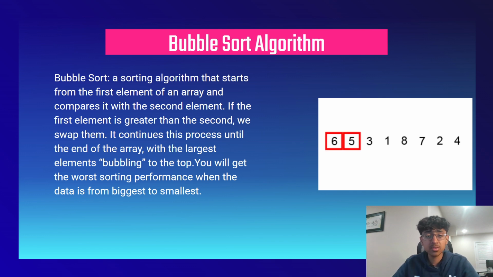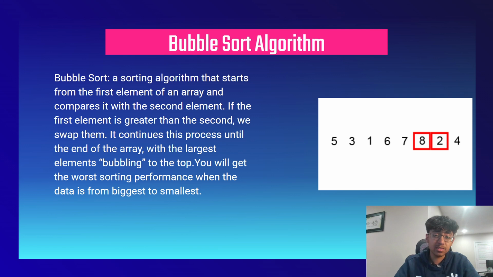Bubble sort is a sorting algorithm that starts from the first element of the array and compares it with the second element. If the first element is greater than the second, we swap them. It continues this process until the end of the array, and then the largest element bubbles onto the top. You will get the worst sorting performance when the data is from biggest to smallest. And here's a GIF on the right that displays bubble sort happening in real time. As you can see, the 8 and 7 were swapped because 8 is greater than 7.